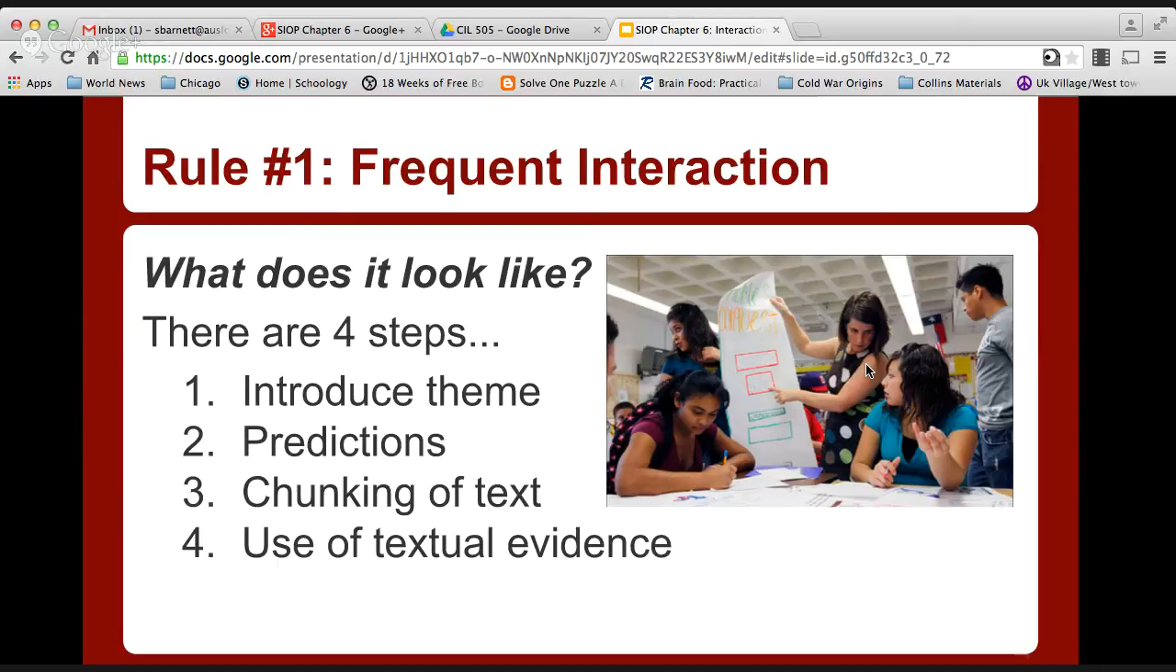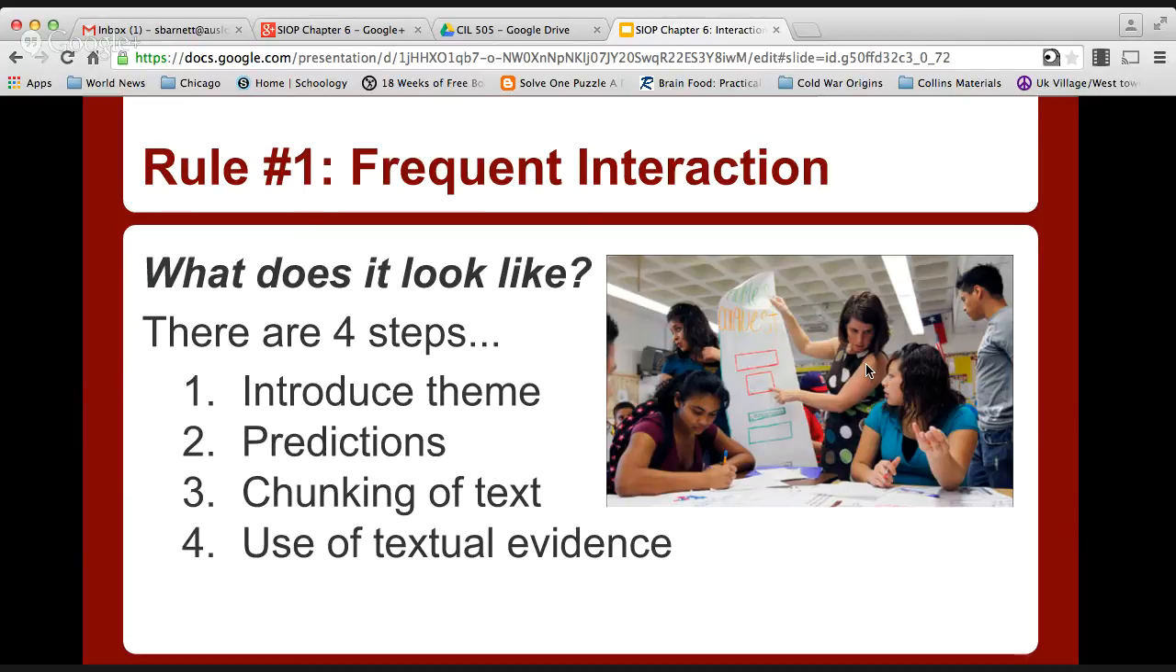The text should be chunked up into smaller pieces, and there should be frequent opportunities after each chunk for kids to talk with each other, to discuss, to get feedback from the teacher, those kinds of things. So again, A, check on their own understanding, and B, strengthen their language skills.